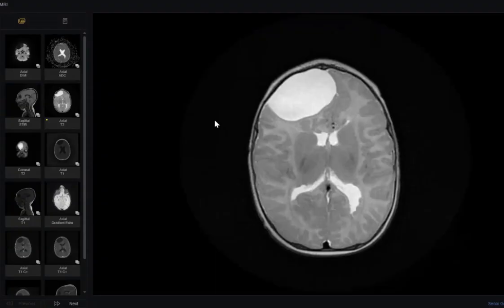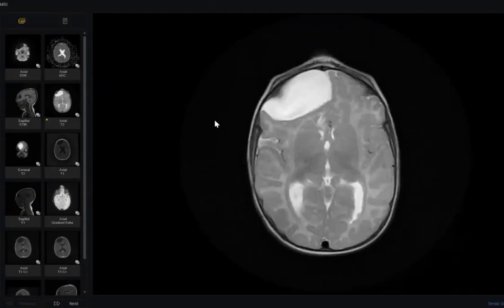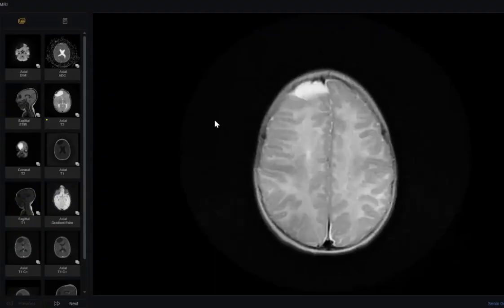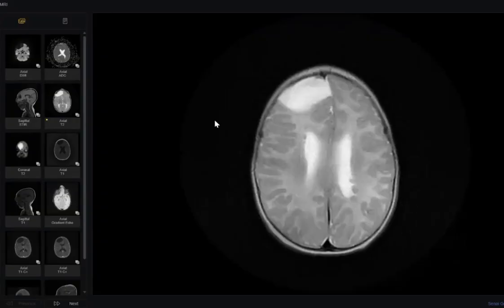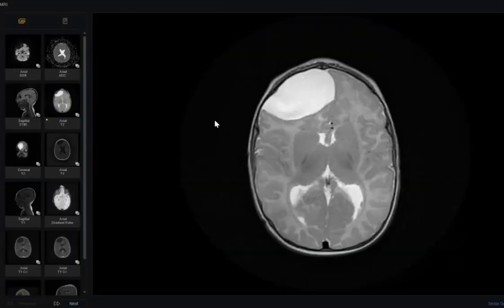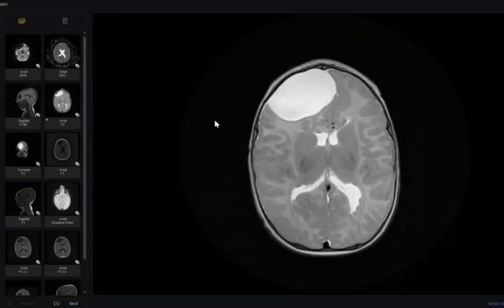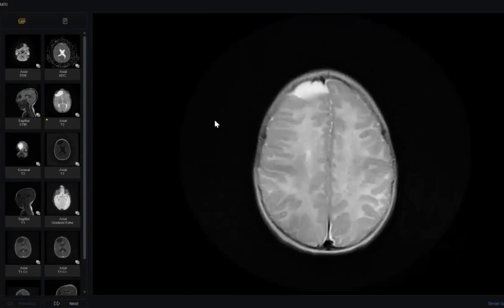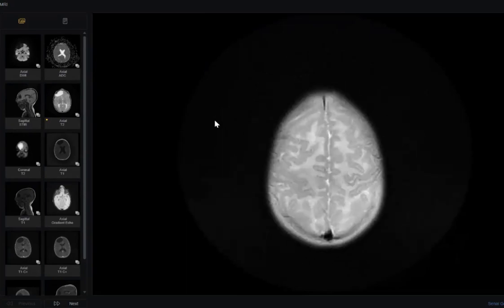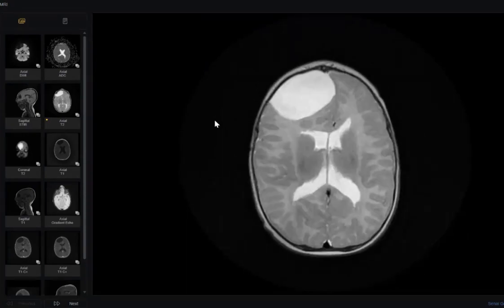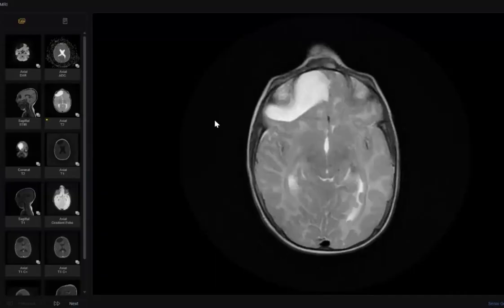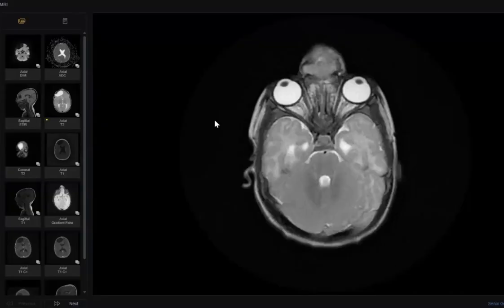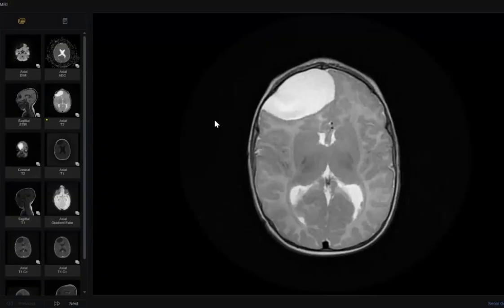I can appreciate that there is a CSF density area involving the right frontal region. It is somewhat causing a mass effect on the underlying brain and also the ipsilateral frontal horn of the lateral ventricle. I can see that there are also nodules along the periventricular region. So can you please scroll? Yeah, heterotopic gray matter is also noted in the periventricular region.